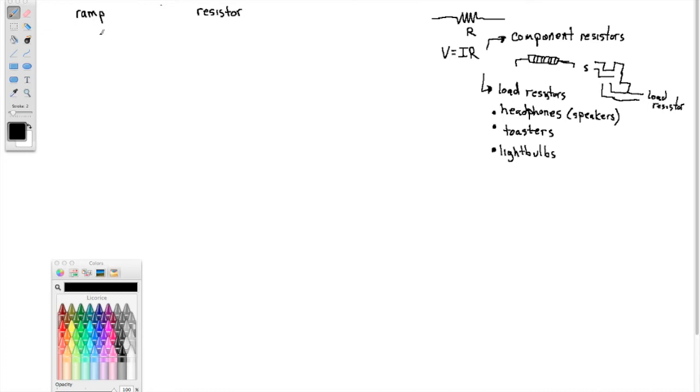Okay, so back to our ramp analogy. The ramp is the resistor, and the number of blocks, remember there were blocks on either end. Those blocks play the role of the voltage, because the blocks are ultimately changing the height, which changes the gravitational potential energy, and the voltage, as we said, is an electrical potential energy.